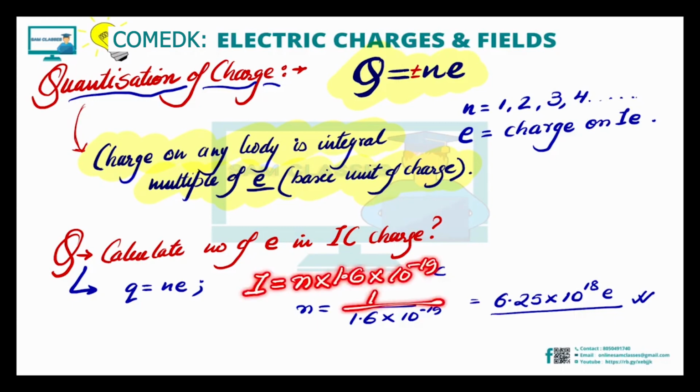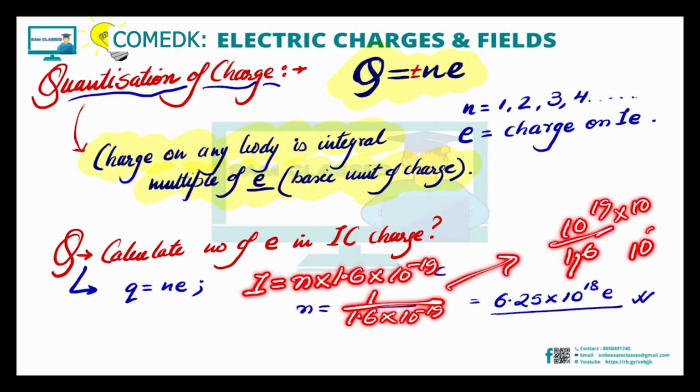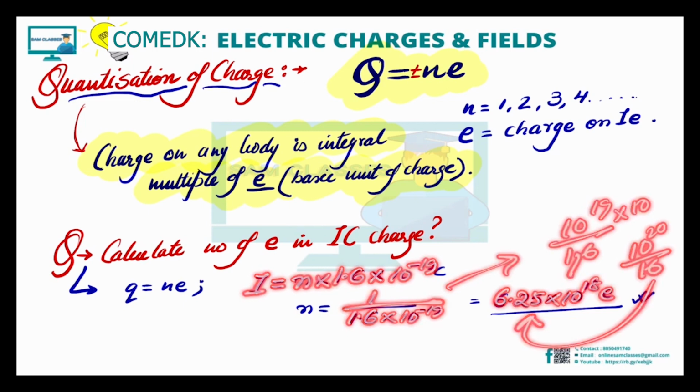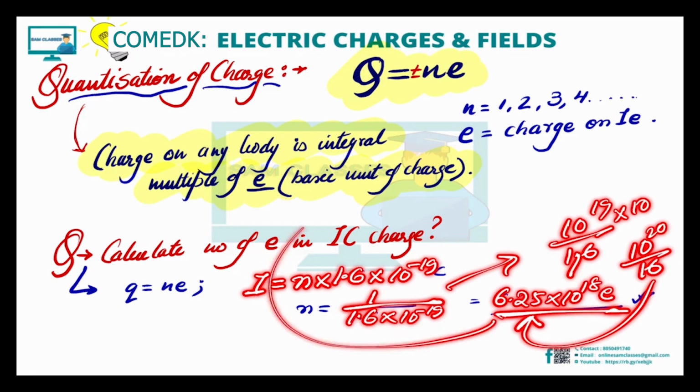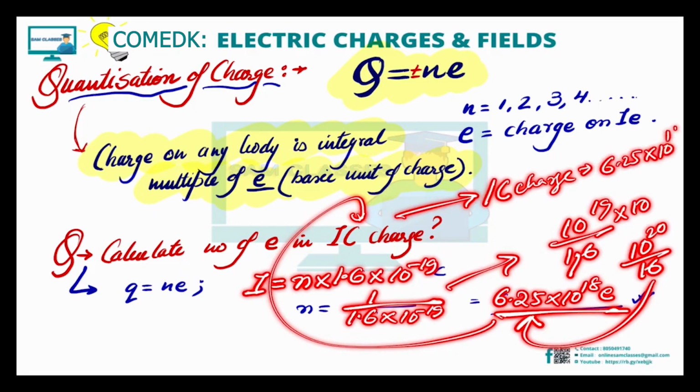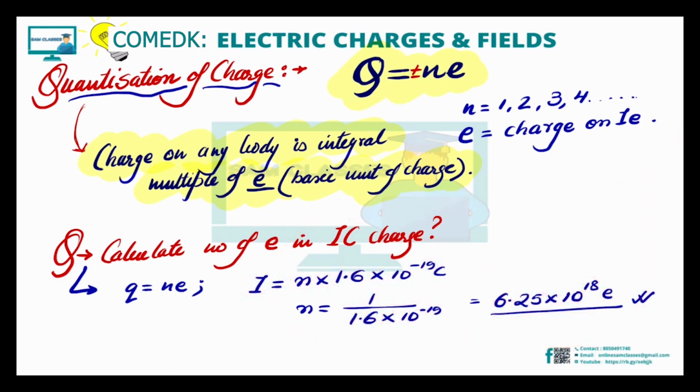So you send it to that side. So n is equal to 1 by 1.6 into 10 power 19. If you do the division, 10 power 19 divided by 1.6, if you take this point out, 10 will come. So 100 by 16, if you solve it, you will get something like 6.25 into 10 power 18 electrons. So what does it say, students? That a charge of 1 coulomb contains some 6.25 into 10 power 18 electrons. Correct. So what they're trying to say is that 1 coulomb of charge contains this many electrons.